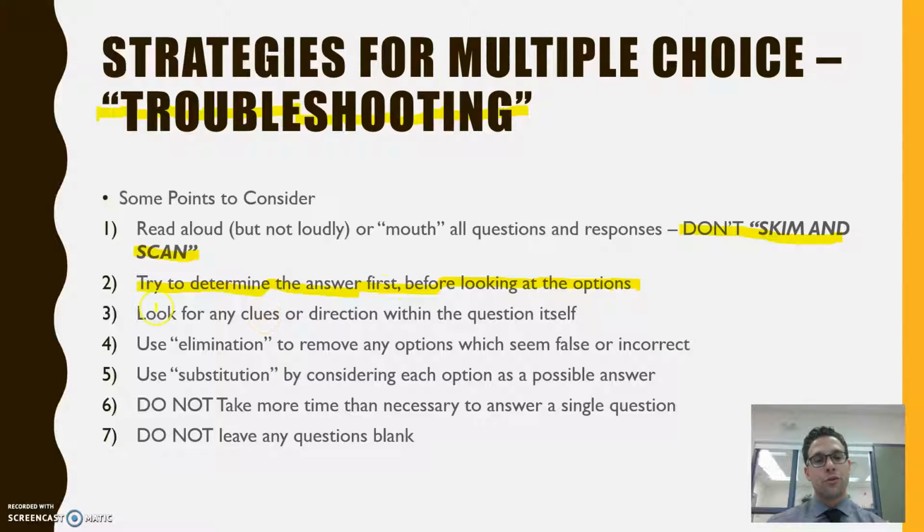The third troubleshooting strategy: look for any clues or direction within the question itself. This is something that we put to good effect last week. We highlighted that strategy. We're going to highlight this strategy again this week. This is a very important strategy.